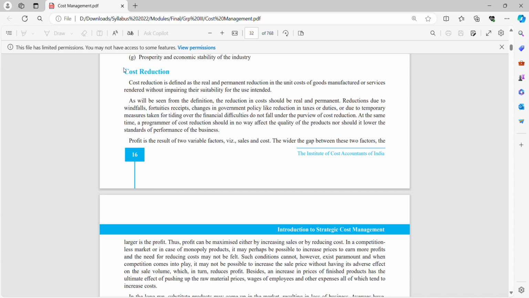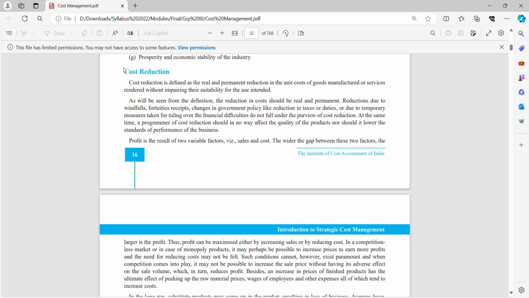Cost reduction is defined as real and permanent reduction in the unit cost of goods manufactured or services rendered without impairing their suitability for use intended. As will be seen from the definition, the reduction in cost should be real and permanent. Reduction due to windfalls, fortuities, receipts, changes in government policies, like reduction in taxes or duties, or due to temporary measures taken for tiding over the financial difficulties, do not fall under the purview of cost reduction. At the same time, a programme of cost reduction should in no way affect the quality of products, nor should it lower the standards of performance of business.